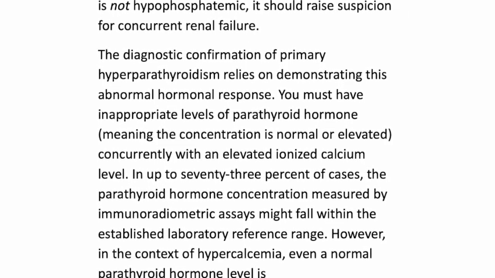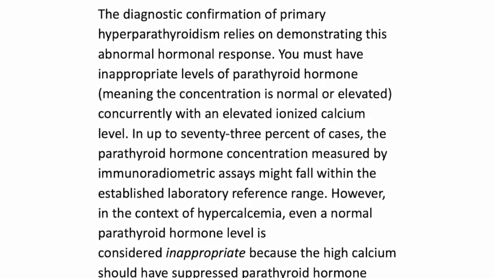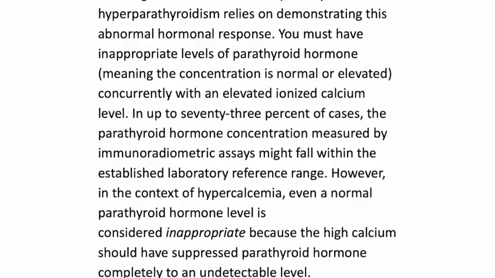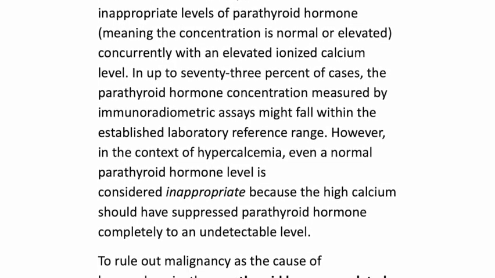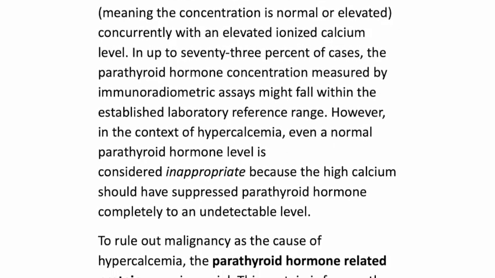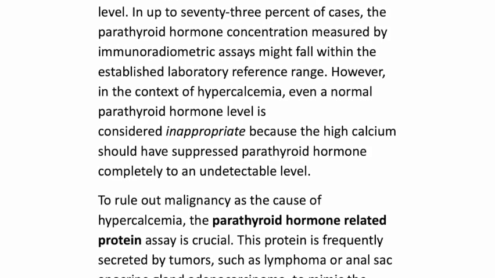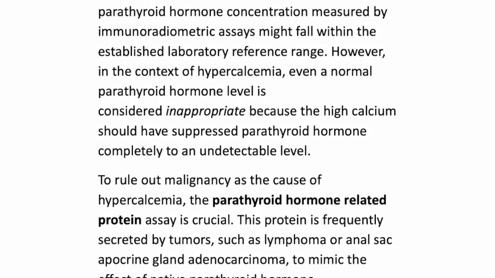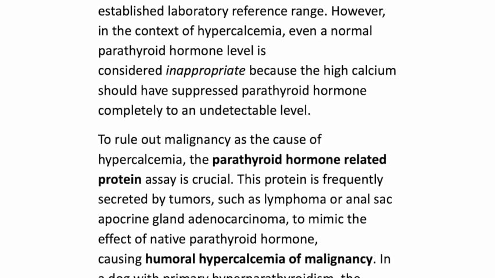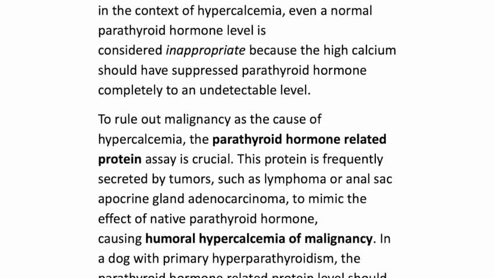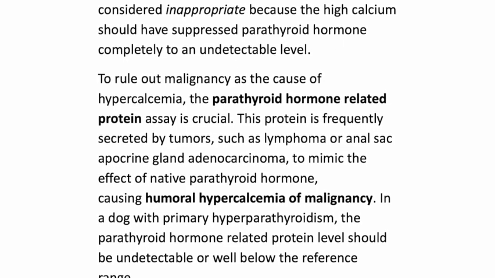The diagnostic confirmation of primary hyperparathyroidism relies on demonstrating this abnormal hormonal response. You must have inappropriate levels of parathyroid hormone, meaning the concentration is normal or elevated, concurrently with an elevated ionized calcium level. In up to 73% of cases, the parathyroid hormone concentration measured by immunoradiometric assays might fall within the established laboratory reference range. However, in the context of hypercalcemia, even a normal parathyroid hormone level is considered inappropriate because the high calcium should have suppressed parathyroid hormone completely to an undetectable level.